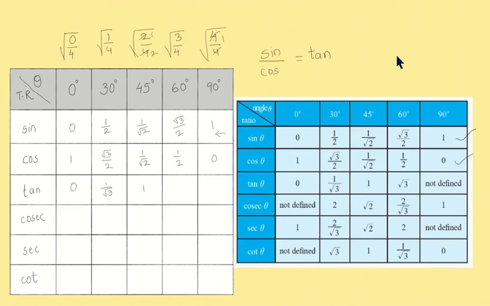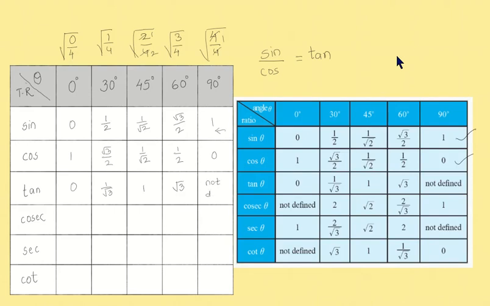Tan 60 will be root 3, as 2 gets cancelled and it would be root 3 over 1, which is root 3. And 1 over 0, that is tan 90. Since we are dividing it by 0, it is undefined or not defined.